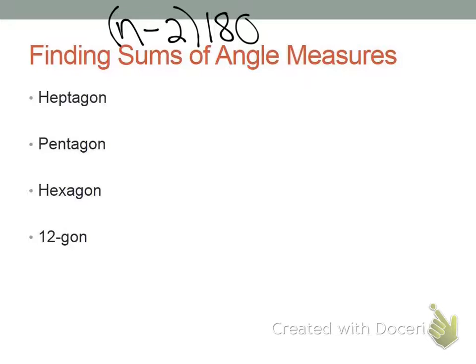So look at the first one, a heptagon. How many sides are in a heptagon? 7. So 7 minus 2. Okay, what's 7 minus 2?